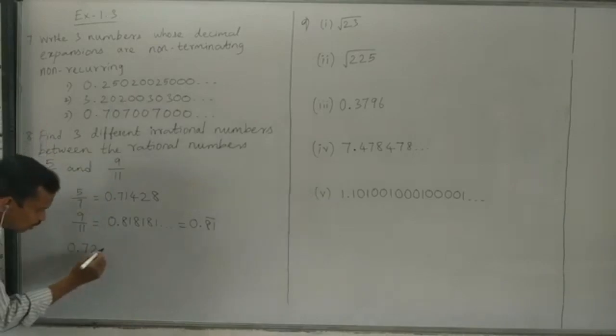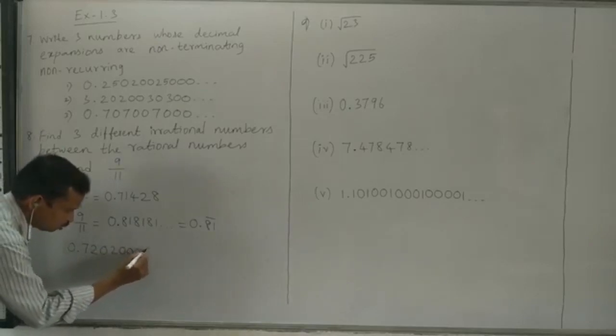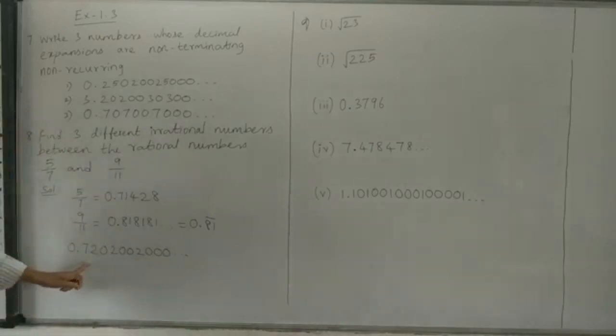So 72, 0, 200, 200, etc. So like that, it is an irrational number, which is non-terminating and also non-repeating. So this is an example between these 2 numbers. And they are asking 3.